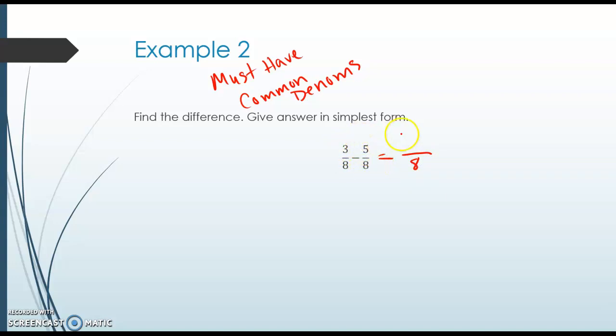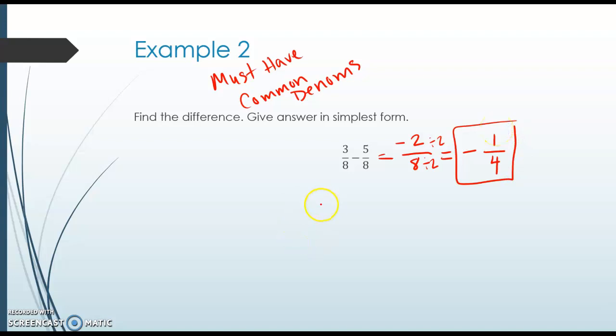Oh, but the 5 is bigger, so what that means is it's going to be a negative. Our integer rules still count even though we're working with fractions. And so we're going to end up with a negative 2. 2 divides into both 2 and 8, so we're going to simplify our fraction here. And 2 divided by 2 is 1, so we're going to end up with a negative 1 over 8 divided by 2, which is 4. And so we end up with an answer of a negative 1/4.